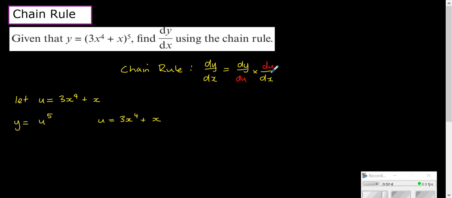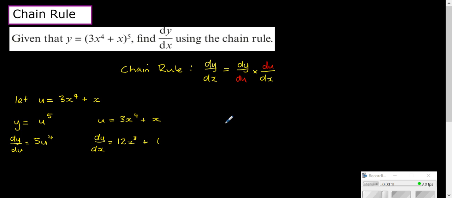Now for this chain rule to work, we need dy by du, which we can get from here. We differentiate y with respect to u. So dy by du is 5u to the 4. Du by dx, which is this part here, is given when we differentiate this part. So we've got du by dx, which is going to be 12x cubed plus 1. Okay, so we've just differentiated u to the 5, we've differentiated 3x to the 4 plus x.